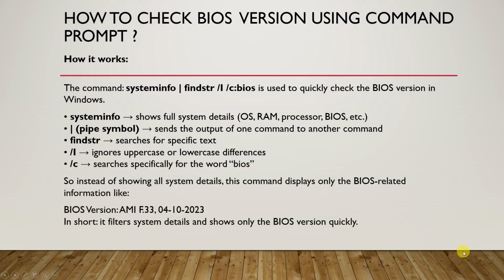So in this way, instead of showing all the system details, this command displays only BIOS related information like BIOS version AMI F.33. Whereas AMI stands for American Megatrends Incorporated. This is the BIOS supplier or BIOS manufacturer. Whereas F.33 is the current BIOS version. So in short, it filters the system details and shows only the BIOS version quickly.